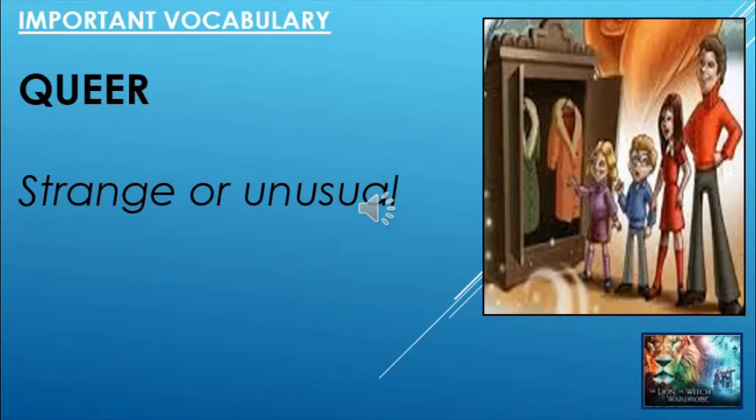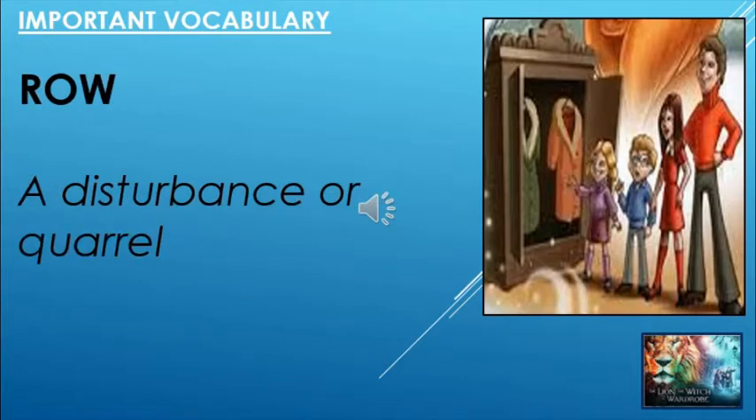In literary terms, queer means strange or unusual. He heard a queer sound coming out of the closet. I know that in our society, other definitions have been added, but literarily speaking, queer means strange or unusual. A row is a disturbance or a quarrel.